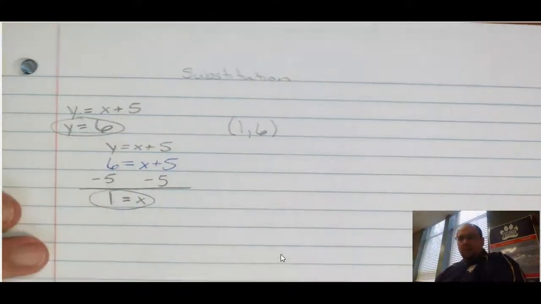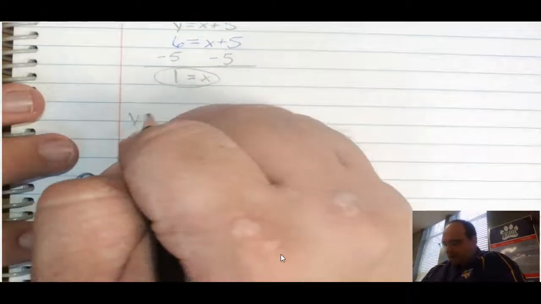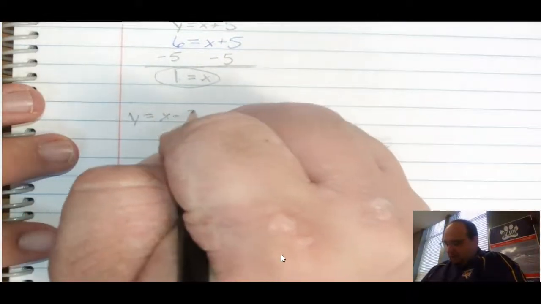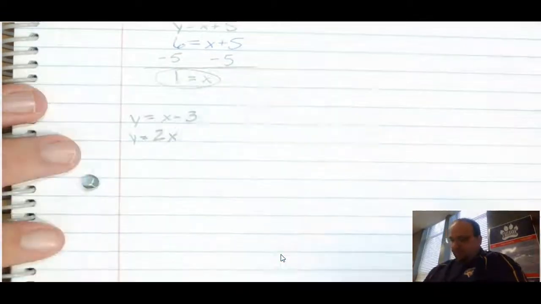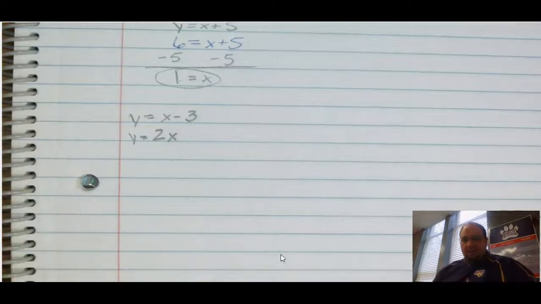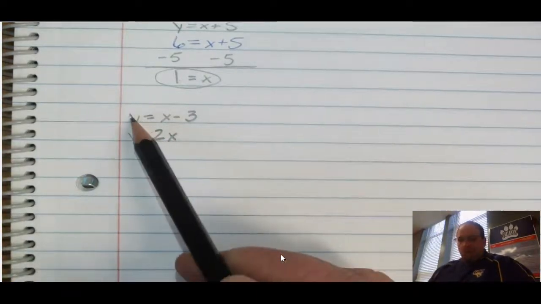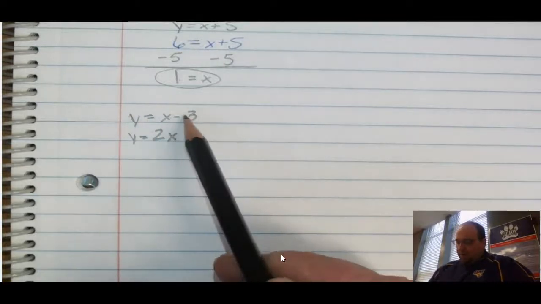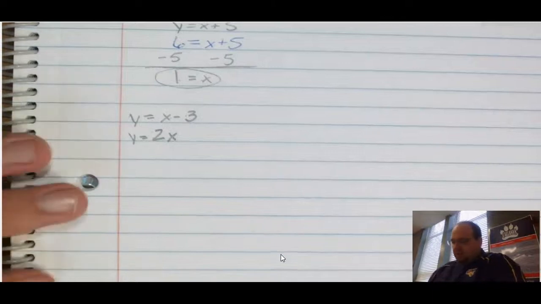So let's go ahead and look at another one using substitution. We have y equals x minus 3 and y equals 2x. So again, I notice that they're both equal to y, so I can substitute for either one. I can either put 2x in for y up here, or I can put x minus 3 in for y down here. So I choose which one I want to substitute in for.